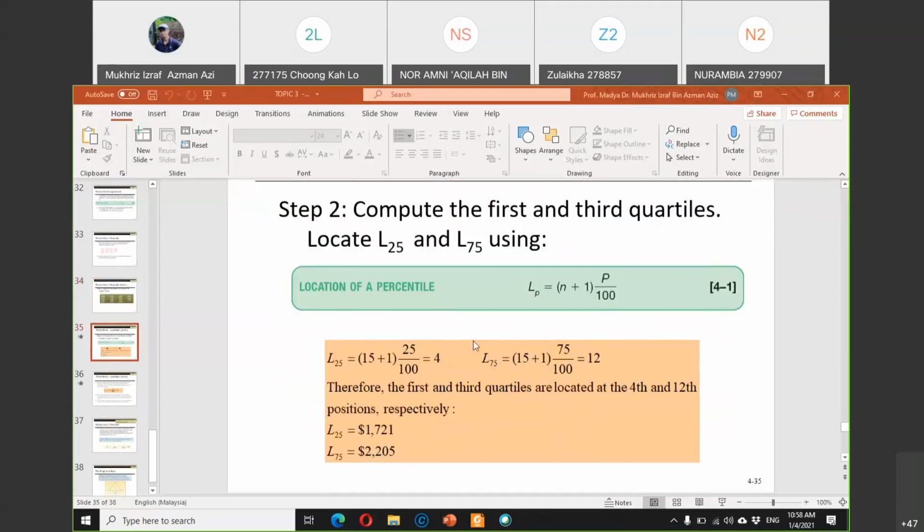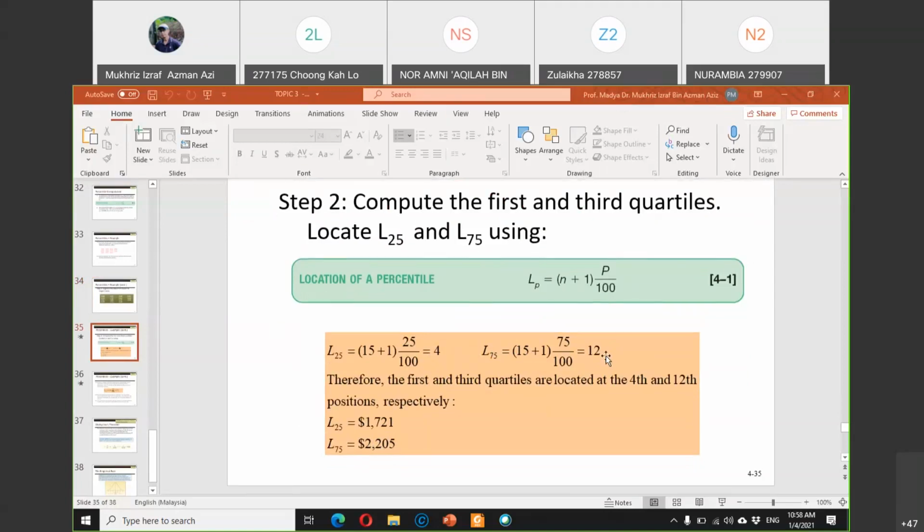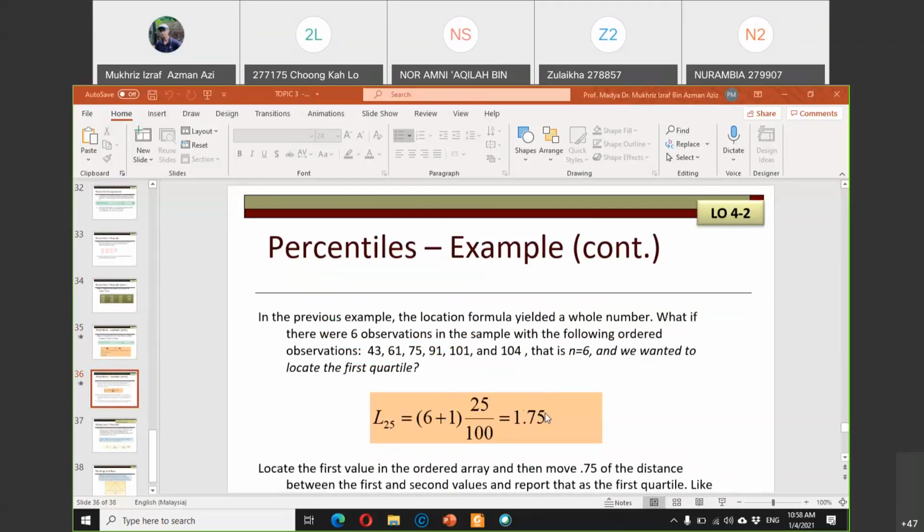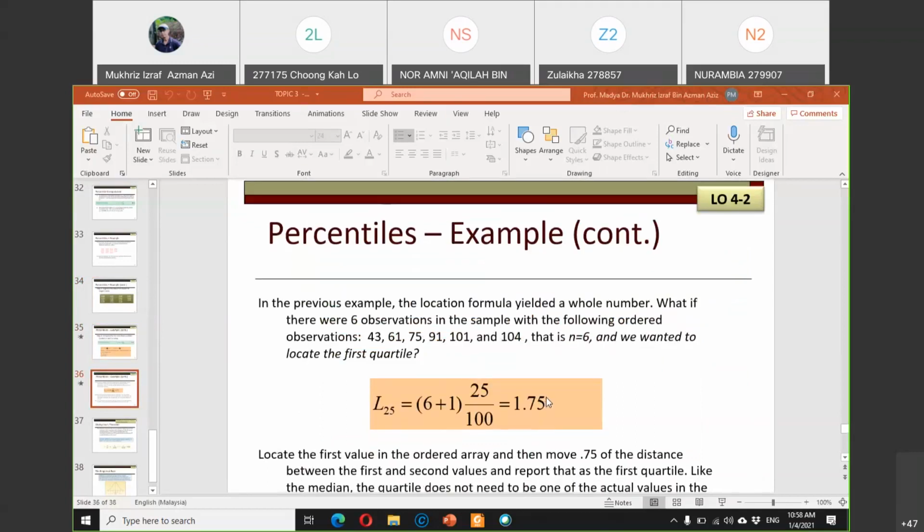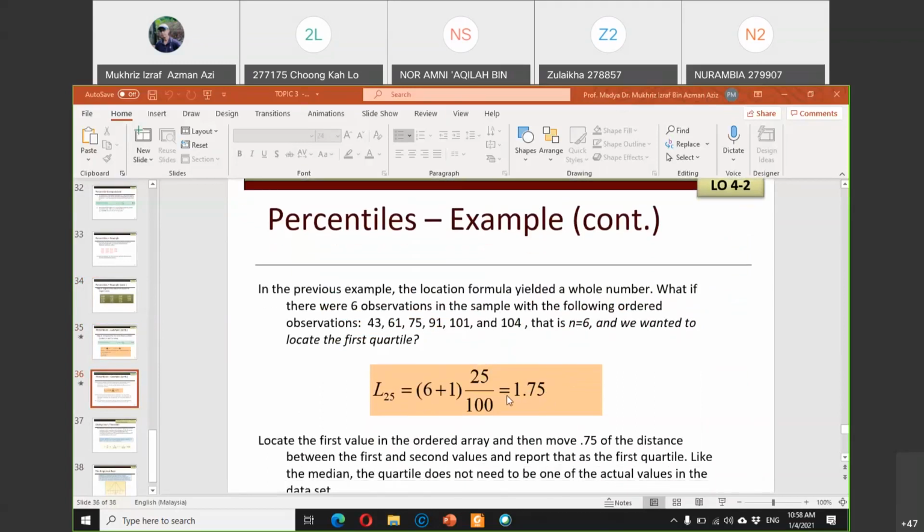But when you plug in the formula and you do not get an exact number like 4 and 12, you get something like 1.75, meaning that the number is in between 1 and 2. So you cannot say that it is the first observation. It is also not the second observation. It is between the first and the second observation.